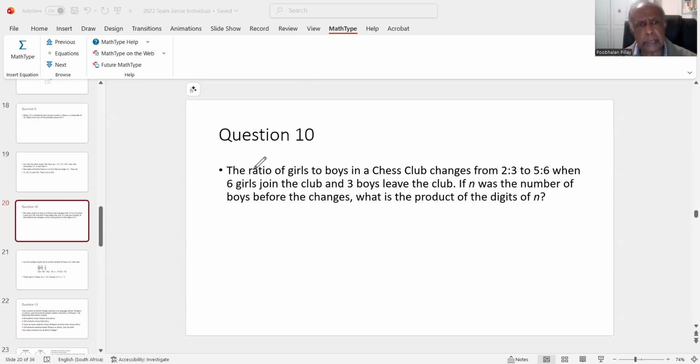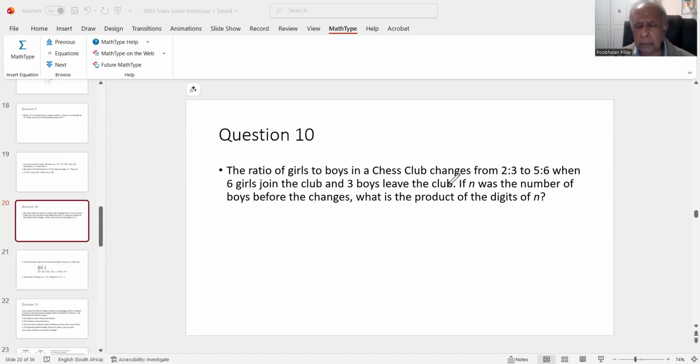We move on to question 10. It reads as follows. The ratio of girls to boys in a chess club changes from 2:3 to 5:6 when 6 girls join the club and 3 boys leave the club. If n was the number of boys before the changes, what is the product of the digits of n?